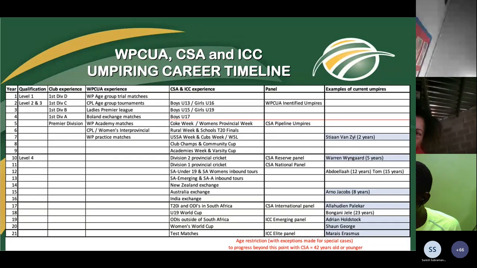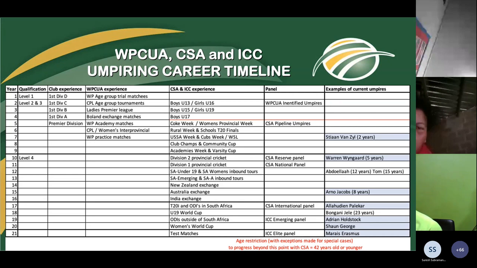In the middle column, you can see then there is a red line. Below that red line are what we know as elite amateur tournaments, Coca-Cola Under 19 Boys Week and the Women's Provincial Week. There you are not nominated by your association to go to those tournaments, but you are picked by Cricket South Africa to go to those tournaments. Okay, and that is why, as you can see in the next column, you are now part of the Cricket South Africa pipeline umpires.